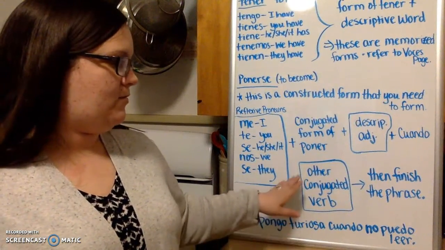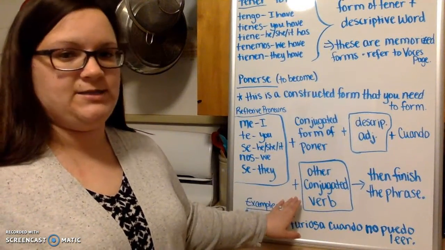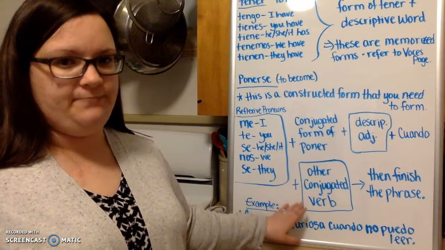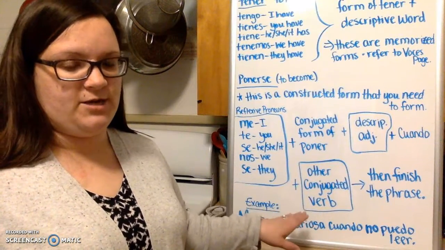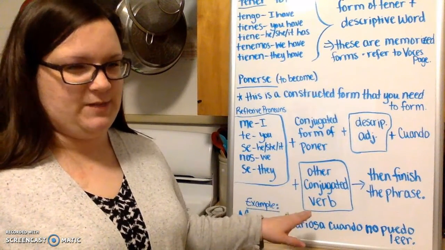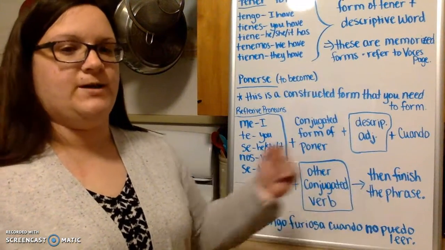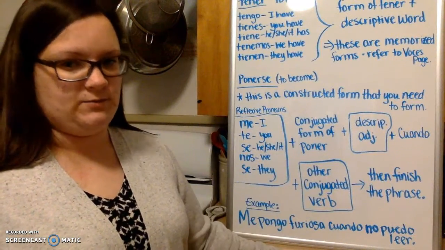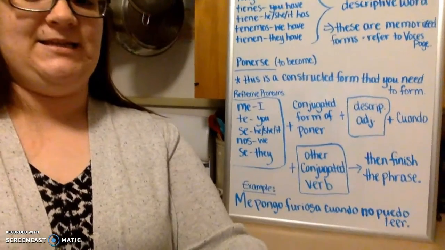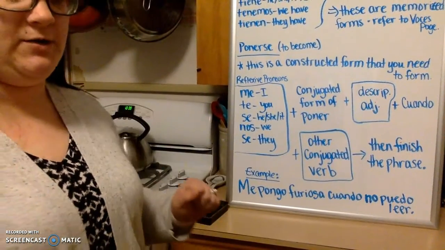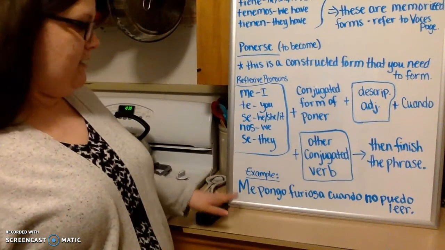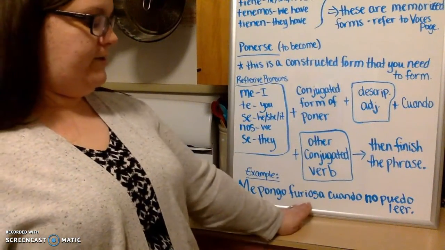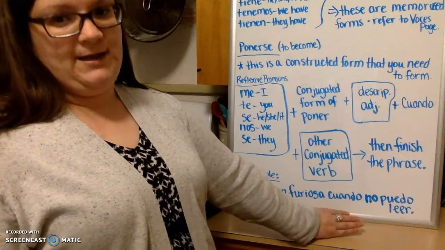So after we do cuando, then we typically have another verb that's conjugated to represent the person or the object, okay? And I'll explain that. And then we finish out our phrase for whatever the rest of the sentence would be. So for instance, in the example sentence that I put for you down here, I'm just going to try to break it down for you bit by bit, all right? I have me pongo furiosa cuando no puedo leer.